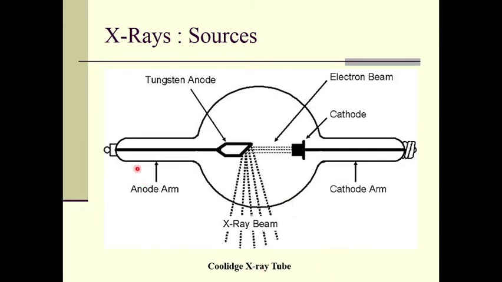So, this tube consists of two arms. One is the anode arm where the anode is placed, and the other is the cathode arm where the cathode terminal is placed, right. The glass tube has a high vacuum inside it. A filament acts as a cathode, and the anode emits X-rays.